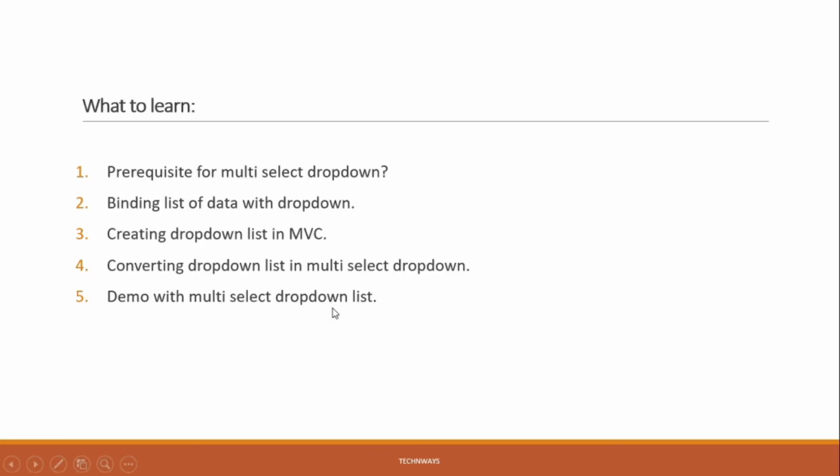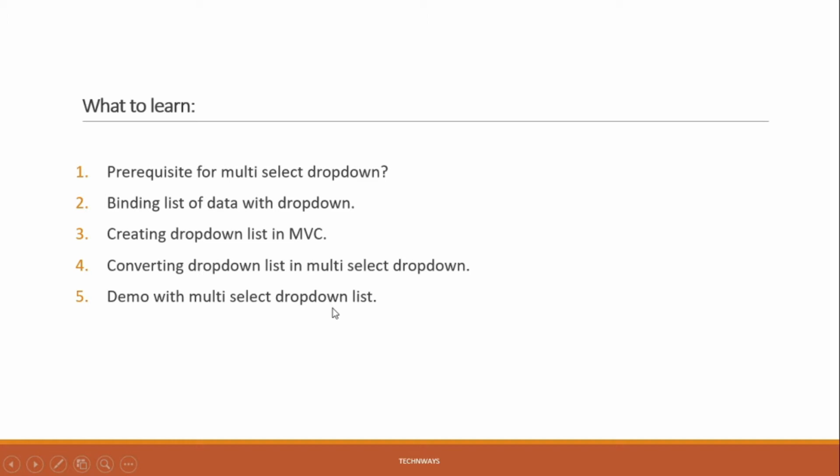Okay, so what are we going to learn in this video? Firstly, the prerequisites for this select dropdown, finding the list data for the dropdown, and creating the dropdown list. Firstly we will create a simple dropdown in which we can scroll and see the options. We will not be able to select multiple options, we will not have a checkbox functionality, and we will not have a search functionality.